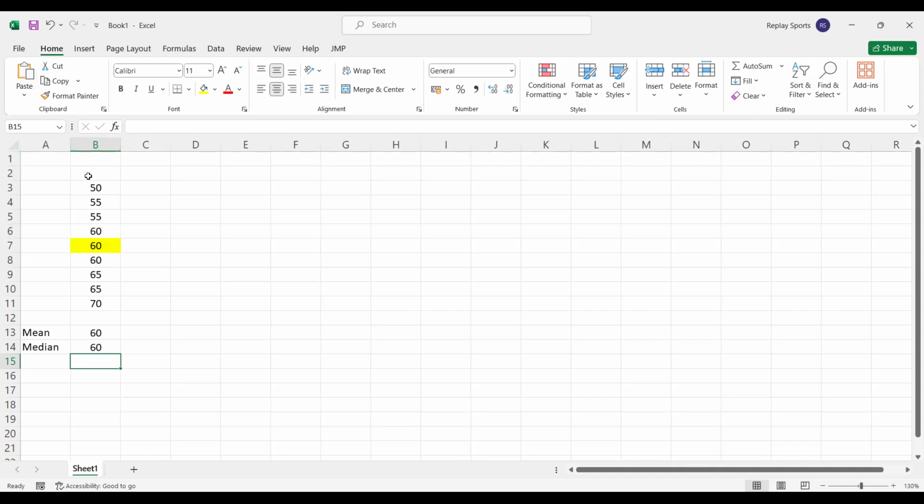But let's say I add one more value here, another 50. Now you have 5 values on this side and only 4 on this side. So definitely 60 is not dividing them into 2 halves. When you have an even number of values, you will have 2 median values. So 60 and 60 are dividing the data into 2 halves. Now you take the average of these 2 values.